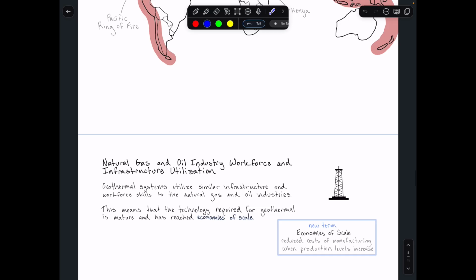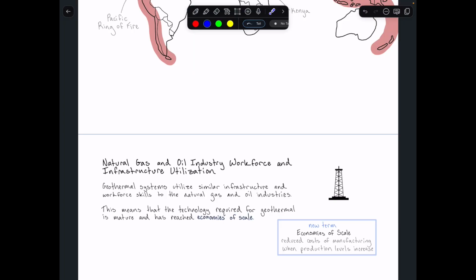And then the last geopolitical consideration is the utilization of infrastructure and the workforce from the natural gas and oil industries. So enhanced geothermal systems, EGS systems, utilize similar fracking infrastructure to that used in the oil and natural gas industries. So this makes the build out of geothermal infrastructure a lot easier because there are minimal additional workforce skill requirements and minimal new infrastructure to build out, because the geothermal industry can start using natural gas and oil infrastructure.